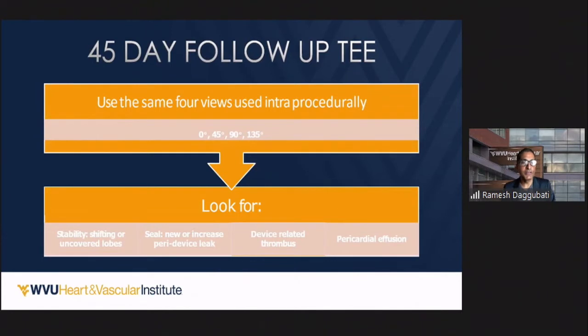So for the 45-day follow-up TEE, again, 4 views. All we need to know is 0, 45, 90, 135. And look for stability, any shifting or uncovered lobes. Seal, which is a new or increased peri-device leak. As Dr. Ranjan Shetty mentioned, we accept up to less than 5 millimeters, and the smaller the leak, the better. Sometimes we attempt to close bigger leaks with amplatzer plugs, and you can do that as well if need be.